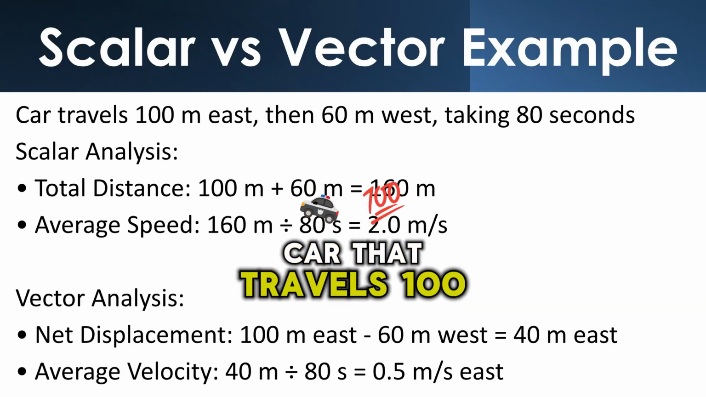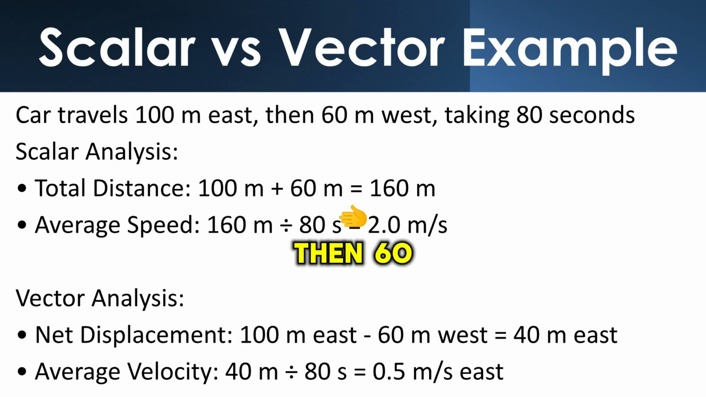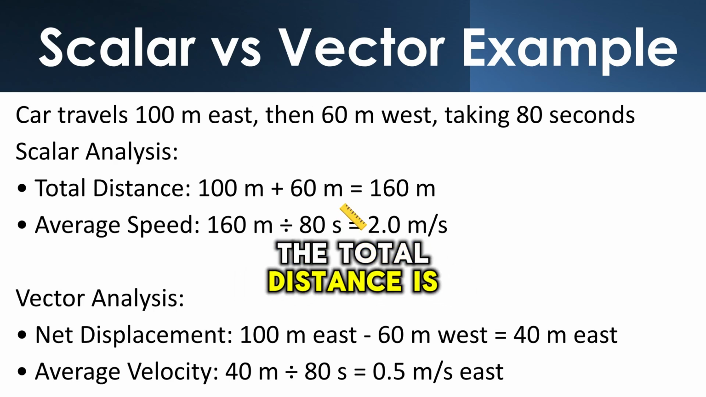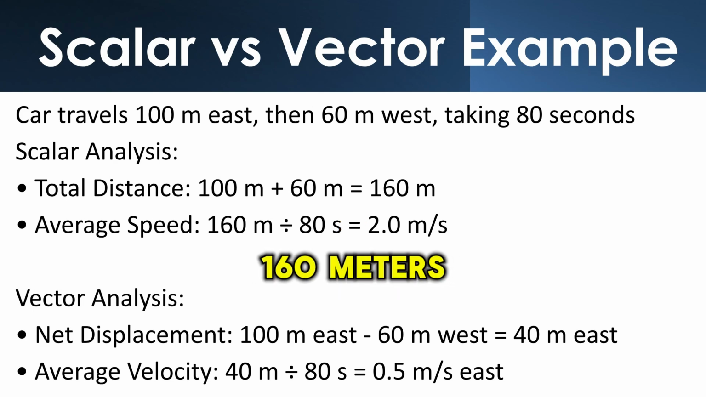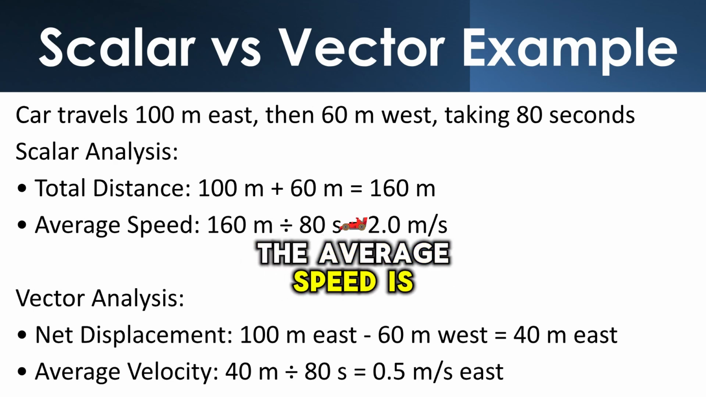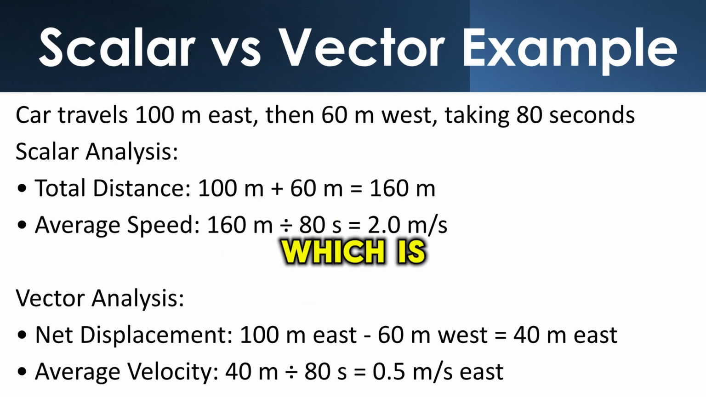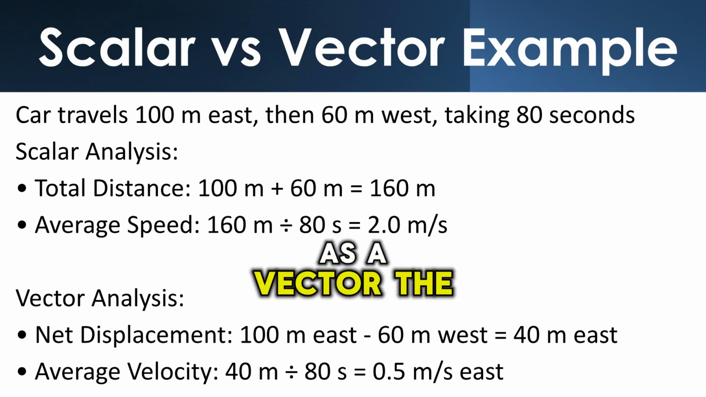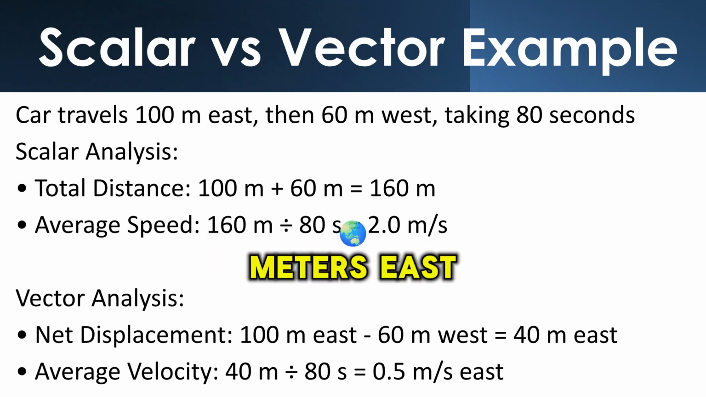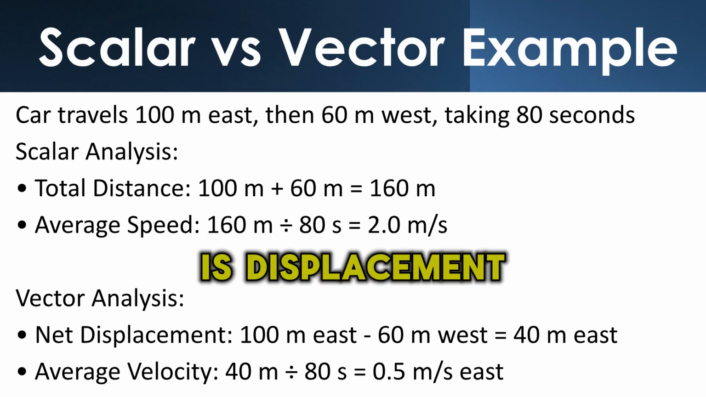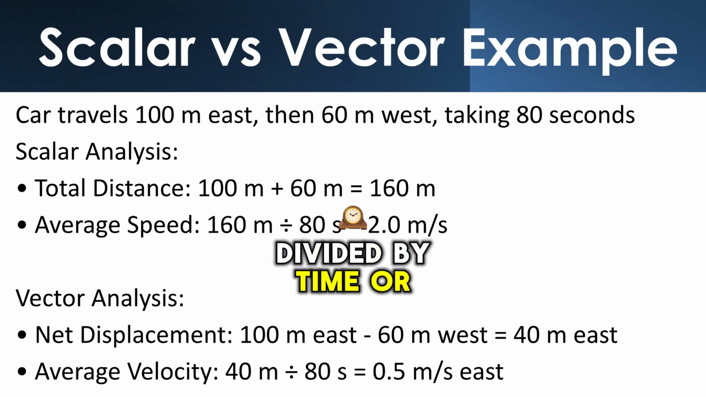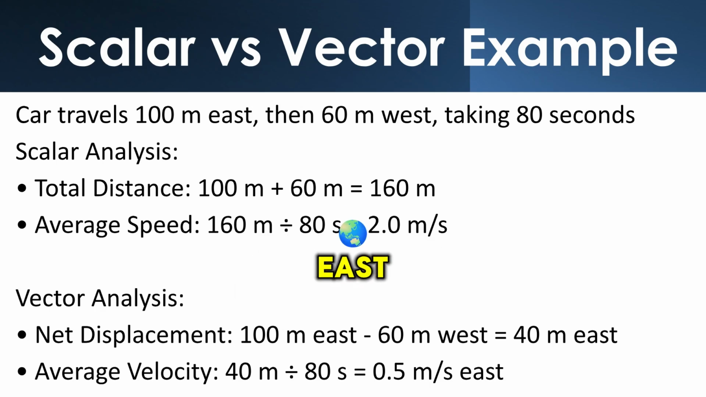Let's look at a car that travels 100 meters east, then 60 meters west in 80 seconds. As a scalar, the total distance is 100 plus 60, or 160 meters. The average speed is distance divided by time, which is 2 meters per second. As a vector, the net displacement is 40 meters east, and the average velocity is displacement divided by time, or 0.5 meters per second east.